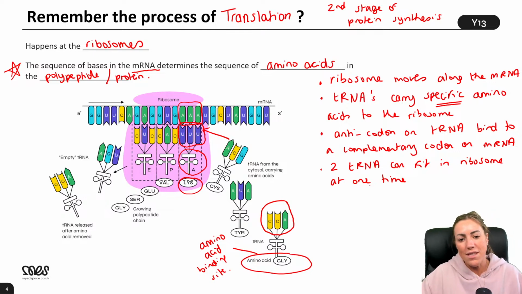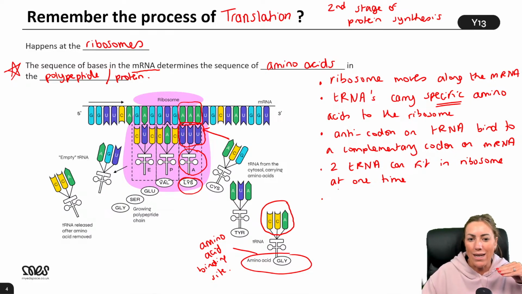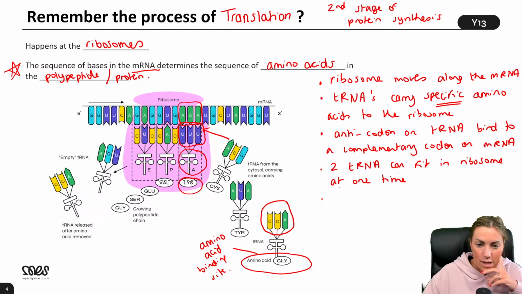So once the tRNAs are both in there, 2 of them, what's going to happen between the amino acids? Because they've both carried an amino acid. What is going to happen? I think some of you said this before in the chat, but let's repeat it. Once we've got those 2 amino acids in the ribosome, what is going to happen? Well done, Grace. What kind of reaction is that as well? What kind of reaction if we're making a peptide bond?